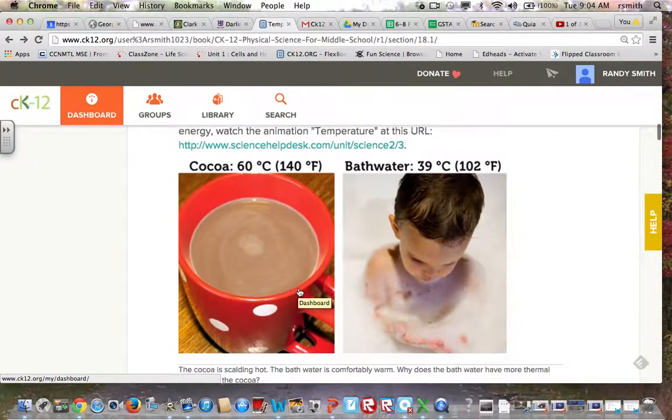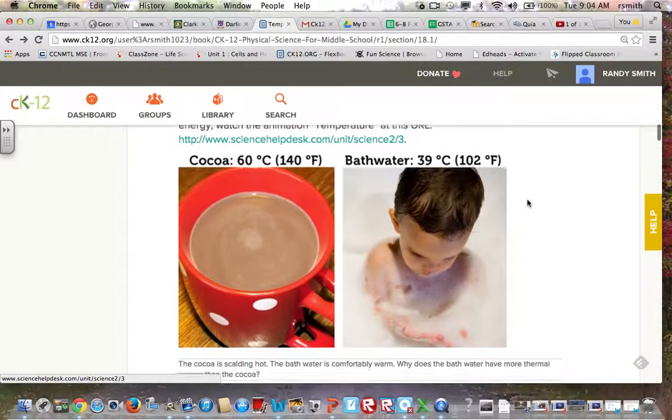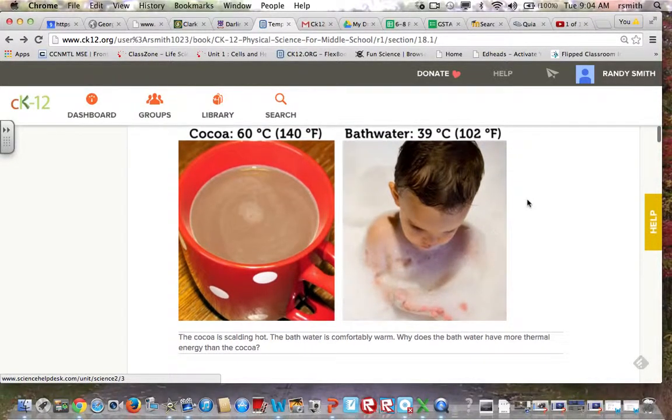Alright, so here we have the cocoa at 60 degrees Celsius, 140 degrees Fahrenheit. And then bath water at 39 degrees Celsius and 102 degrees Fahrenheit. Which one has more thermal energy? Well, the bathtub has more water, so it has more mass. Therefore, it has more thermal energy, even though the cocoa's hotter.